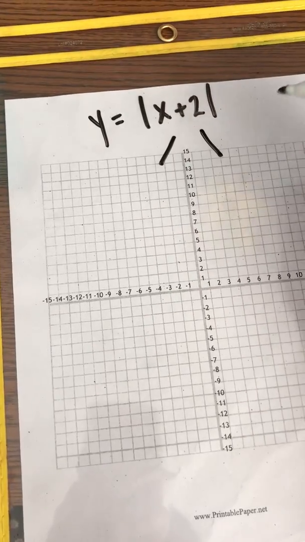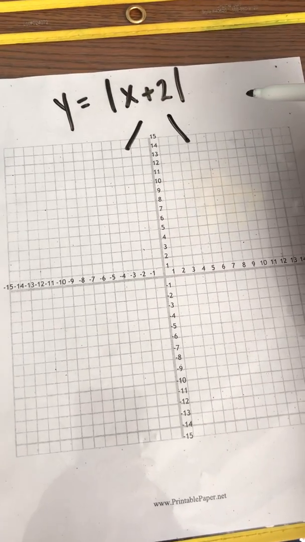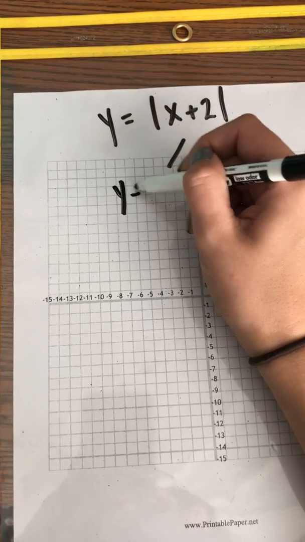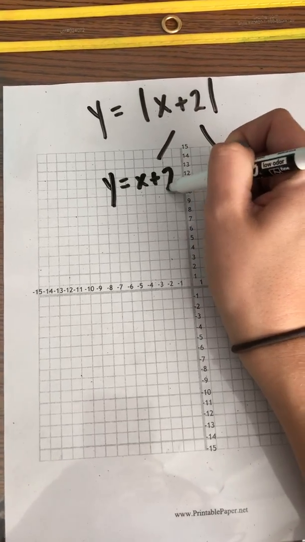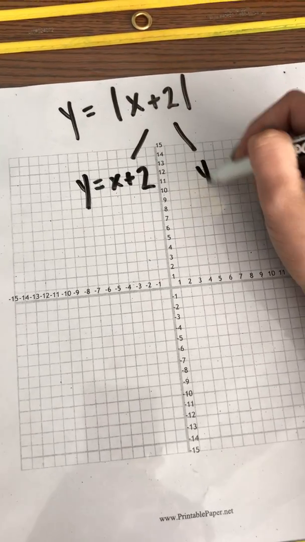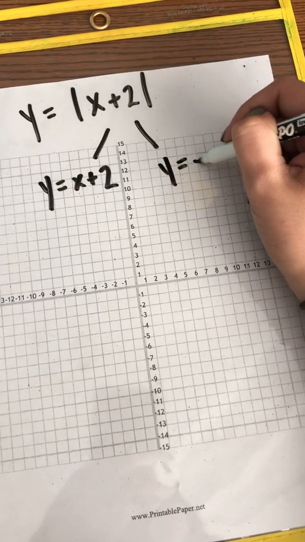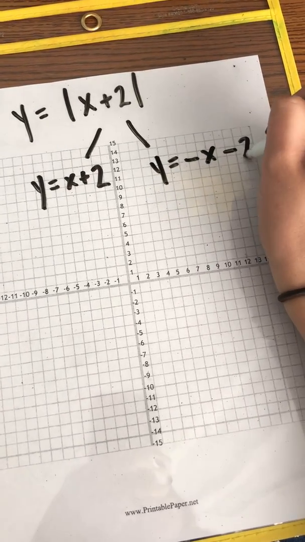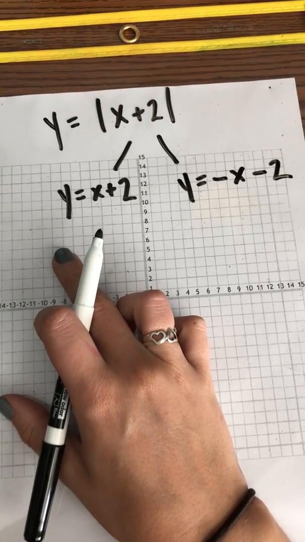So the absolute value graph is always gonna look like a V, the shape of a V, and one side of the V is gonna be just the equation y equals positive x plus 2, and the other side of the V is gonna be y equals negative x minus 2. These two equations are always opposites.